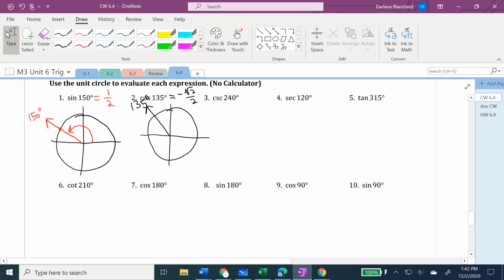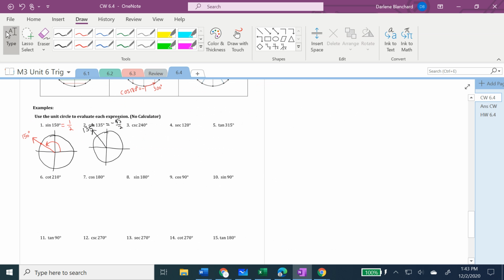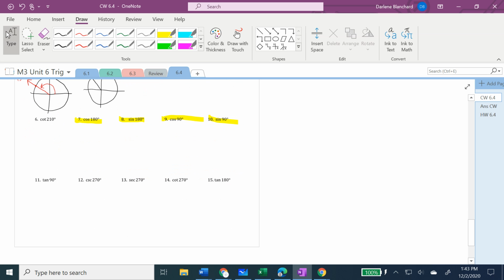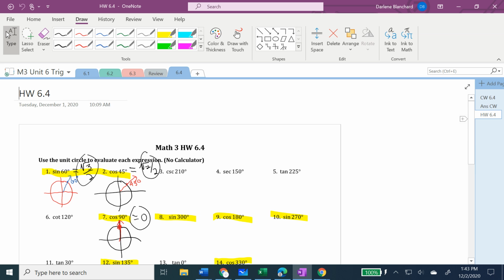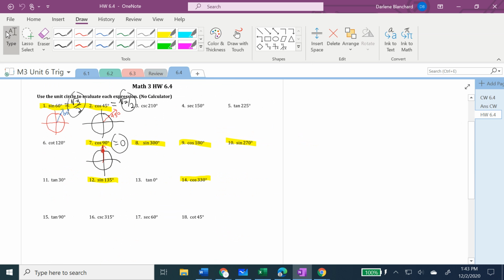Here's what I need you to do today. What I need you to do today is see if you can get through everything that is just sine and cosine on both the classwork and the homework. So I'm highlighting which ones that means. Go through today just the sine and the cosine. And you have nothing due today, with no quiz. So no homework? Correct.